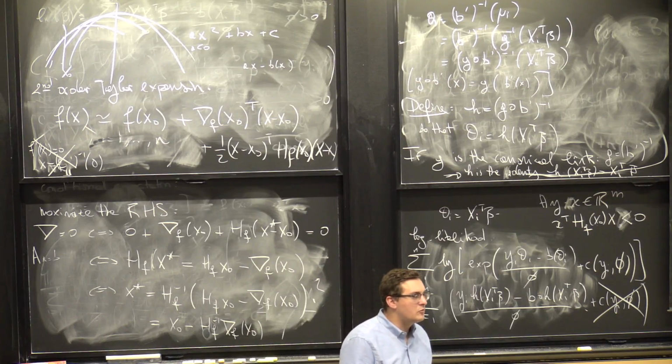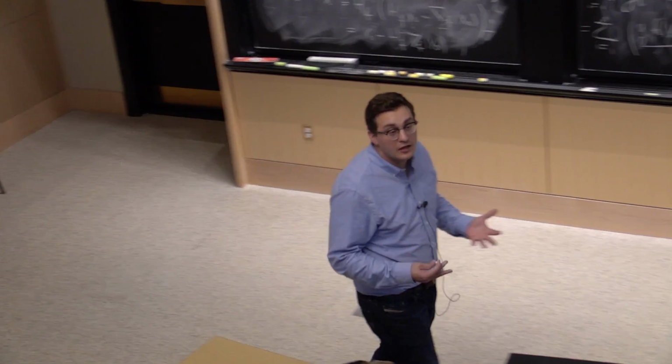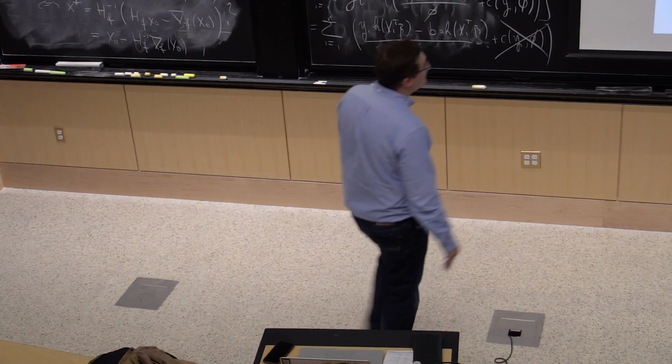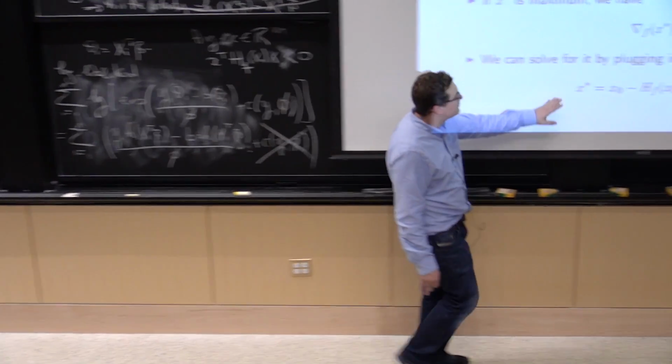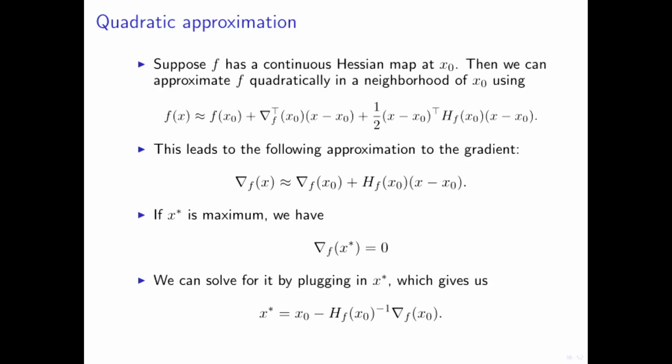And they're basically the workhorse of interior point methods, for example, and a lot of optimization algorithms. And that's what you see here: x star is equal to x0 minus the inverse Hessian times the gradient.